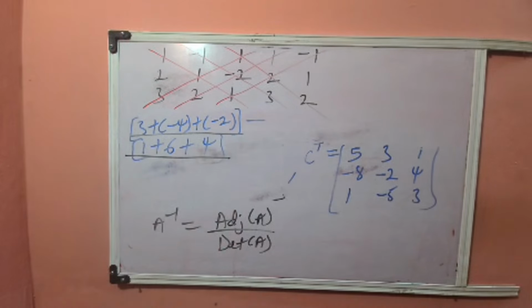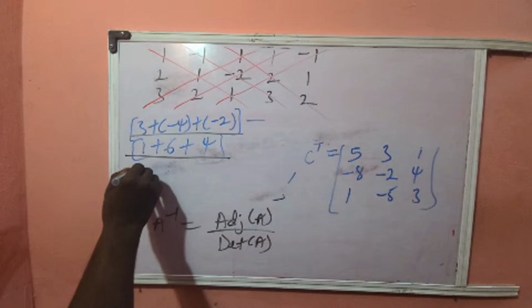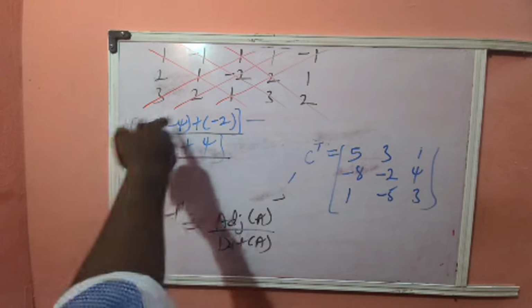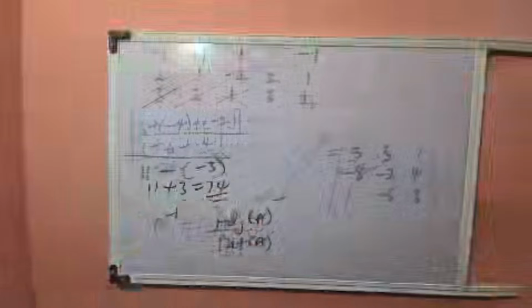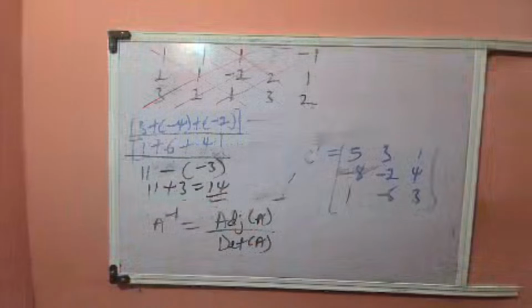So what we're going to be having is 6 plus 4 plus 1, that will be 11 minus what we had here, that will be minus 3. So that will be 11 plus 3, that will be 14. So those that got 14 are obviously correct.